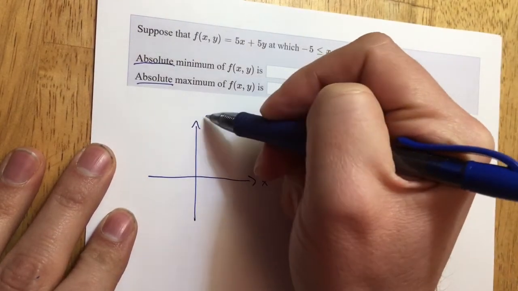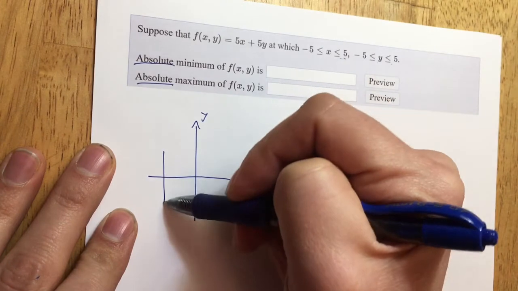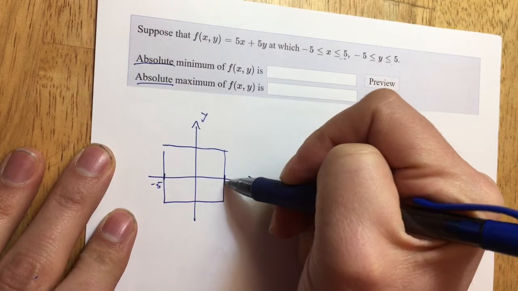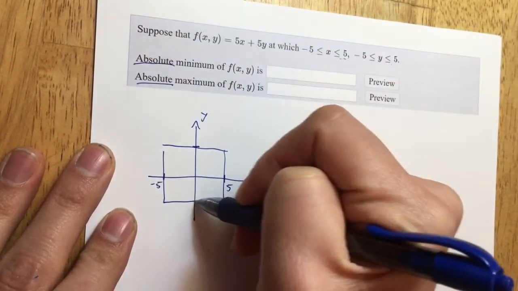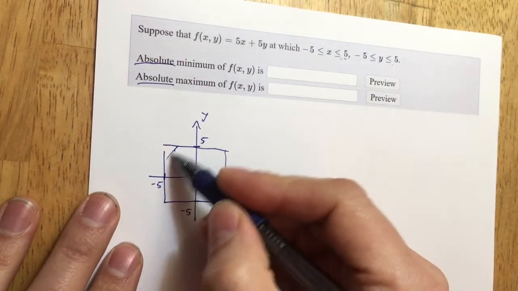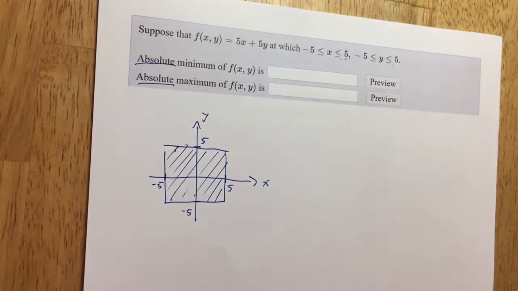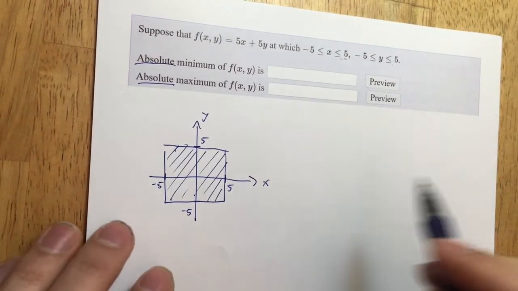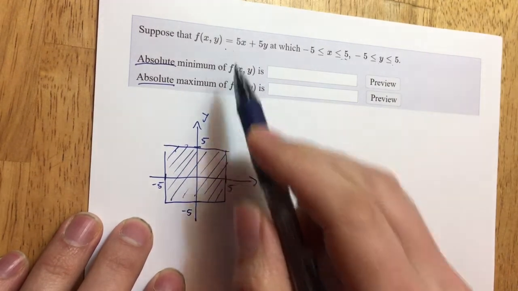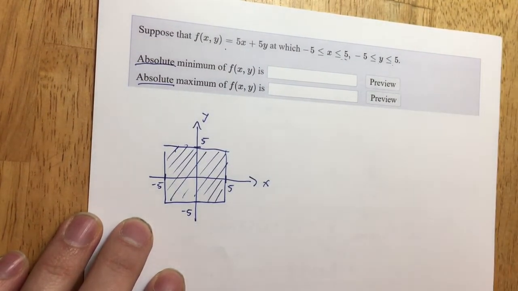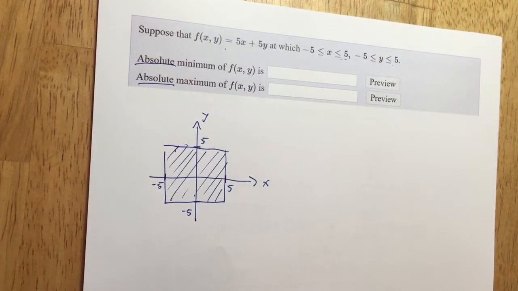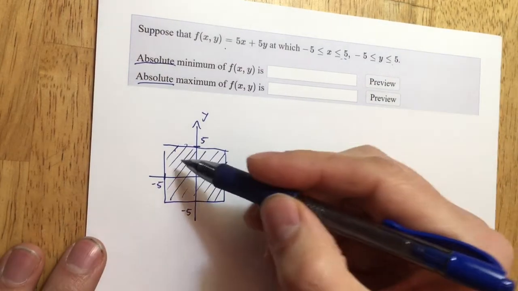So let's just draw a picture of that. We're going from minus 5 to 5 in the x and minus 5 to 5 in the y. So we're looking at all the points inside this square, and we're trying to find out at which of these points this function is the smallest, and at which of these points this function is the largest. Okay, so the first thing you want to do is investigate the interior of this square.